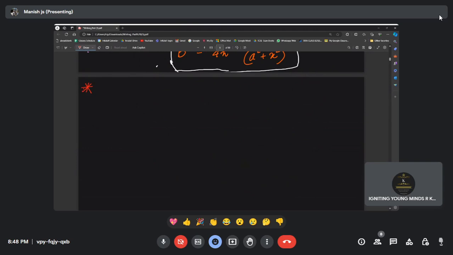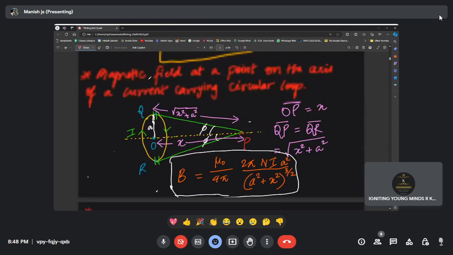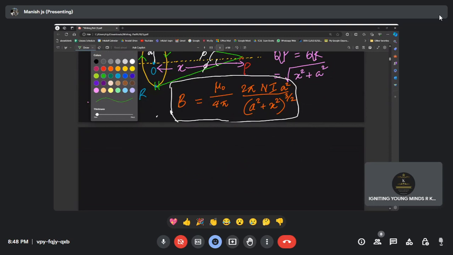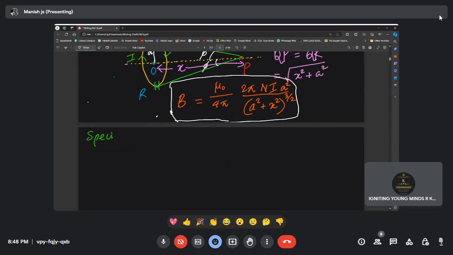Now we are looking at the different special cases for this. It's related to this itself, so I'll put it as special cases. We'll see what the special cases are. There are different special cases. The first case is if the point is going to lie at the center of the coil.